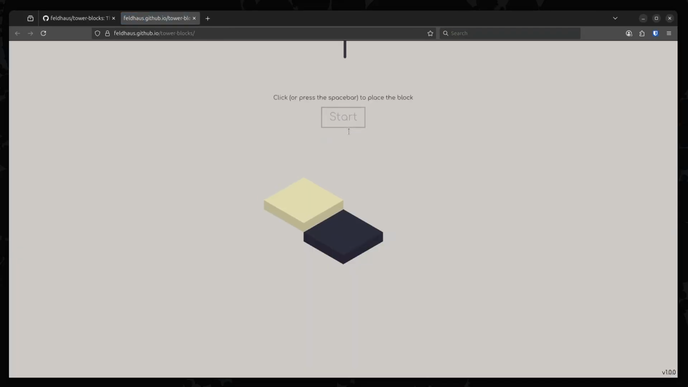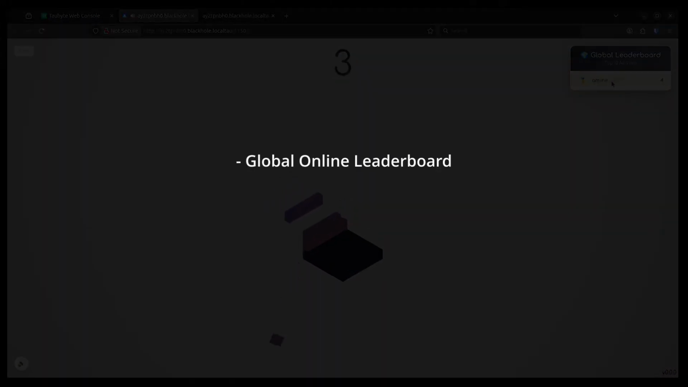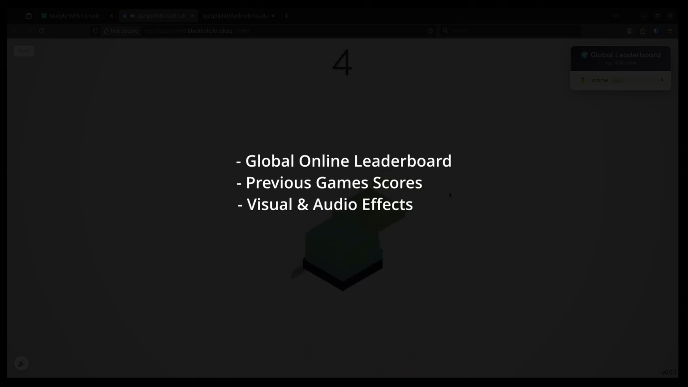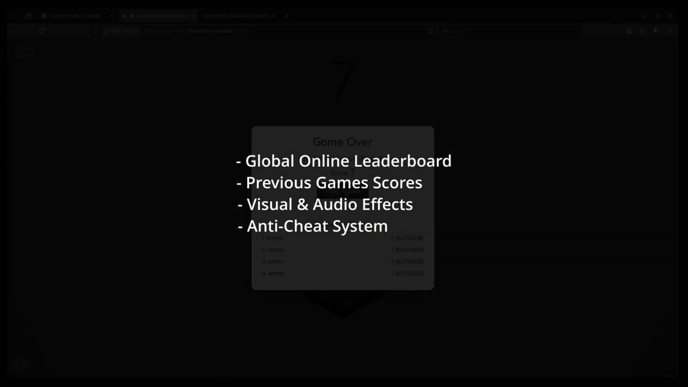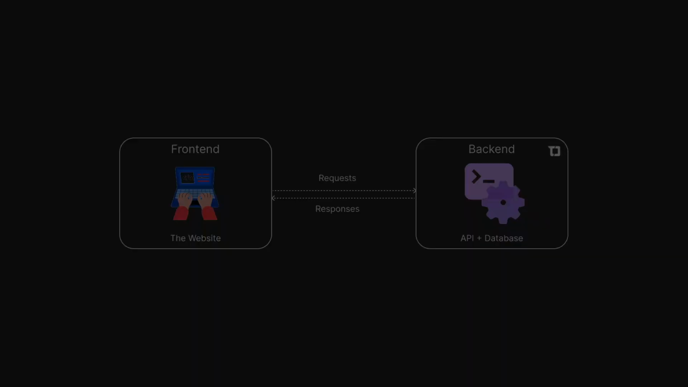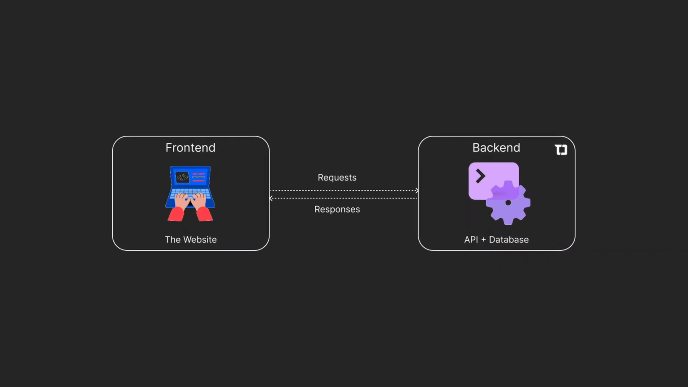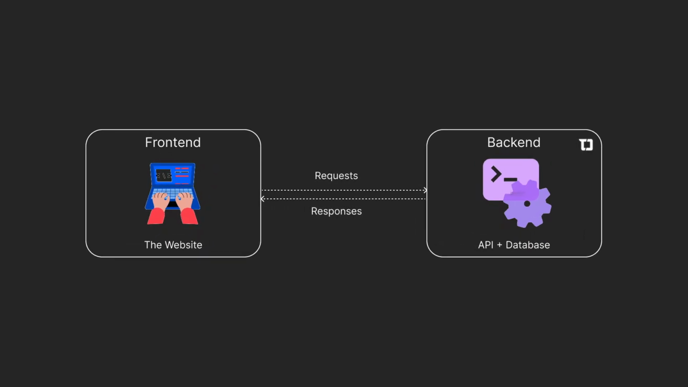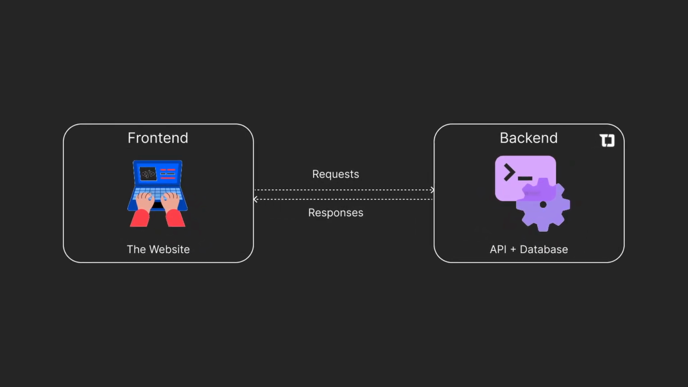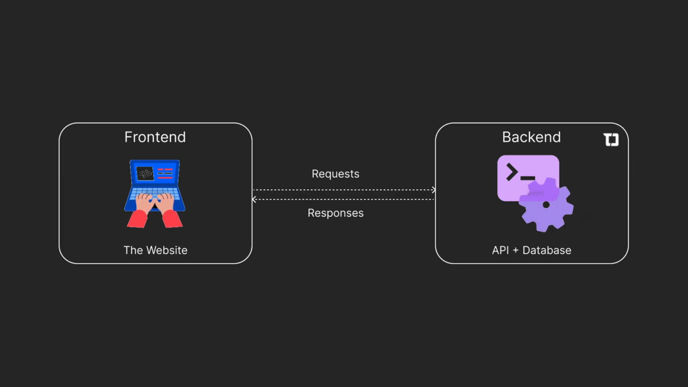Their version was a lot simpler. It only calculated the score based on how many blocks you stack. We added a global online leaderboard to keep track of top players, a previous game score history for a single player, and visual and audio effects to make the game more immersive, plus a simple anti-cheat system at the server level. The project splits into a front-end website that hosts the actual game, and a backend API with a database to store and manage leaderboard scores.